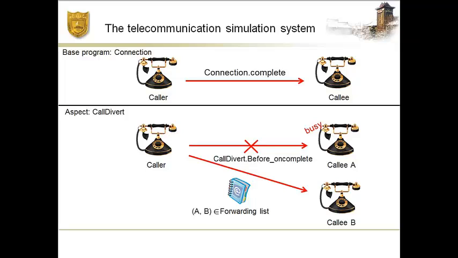The telecommunication simulation system is used as an example. The class connection in the base program uses the complete method to connect the caller with the callee. The feature which forwards busy calls is implemented as an aspect called call divert.